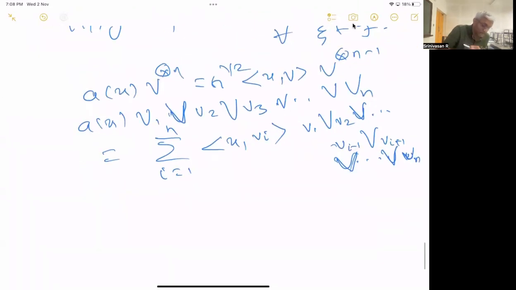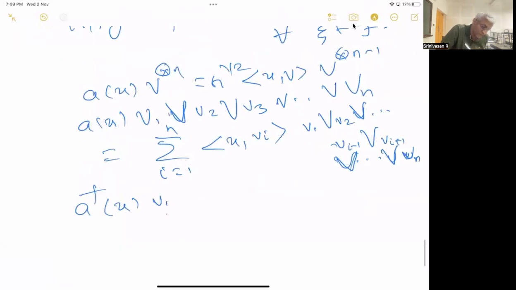How will the creation operator act? The creation operator A dagger of U acting on V1, V2, up to Vn. This is the symmetrization operator, which is a sum over all permutations of V1 tensor V2 tensor up to Vn. Then you apply the permutation sigma, take the sum over everything, and divide by n factorial. So it is that.